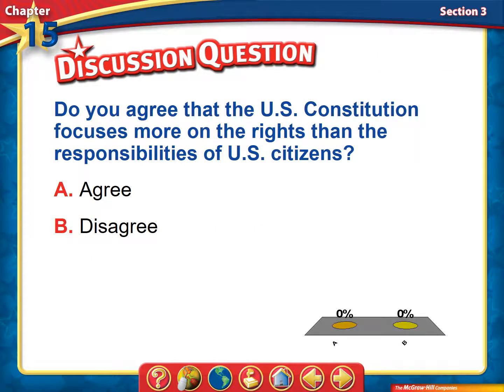And so the United States Constitution focuses an awful lot on the rights and responsibilities of United States citizens. In fact, there was a group known as the Anti-Federalists. Thomas Jefferson was their main leader, who said, we will not sign the Constitution unless you add in the Bill of Rights, guaranteeing in writing rights that we have in protection from the government.